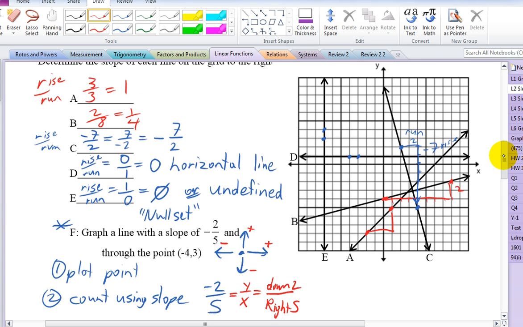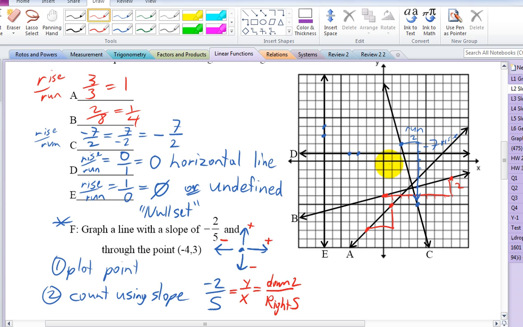So what we do is we plot our point, negative 4, 3. So here's 0, 0, negative 1, negative 2, negative 3, negative 4. Go up 3, 1, 2, 3, 4. So this is your starting point right there. Now you can count down 2, 1, 2, right 5, 1, 2, 3, 4, 5. That's the next point on the line.